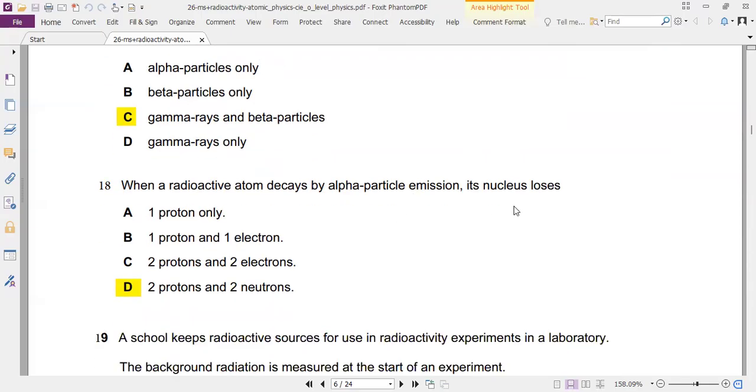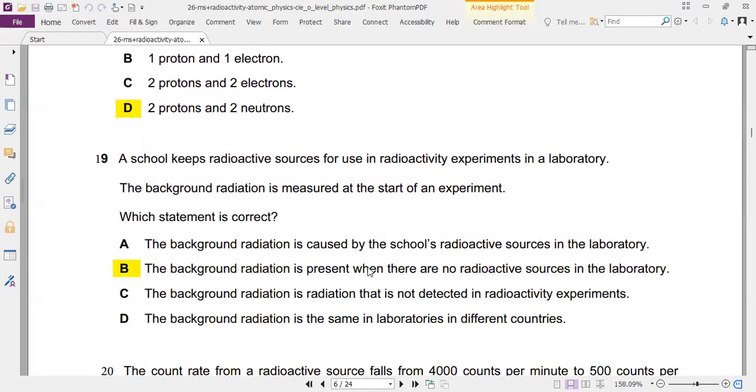Alpha particles, its nucleus. Well, we know alpha particle means we lose two protons and two neutrons, because the atomic number, which is also the proton number, decreases by 2, and the mass number or the nucleon number decreases by 4. 2 plus 2, 4.